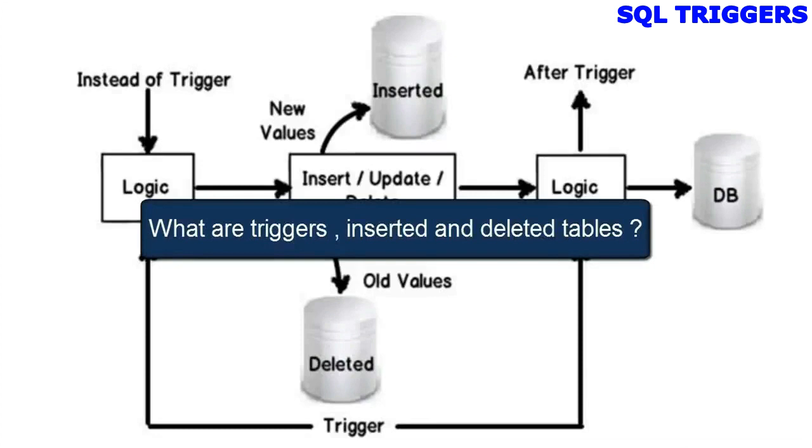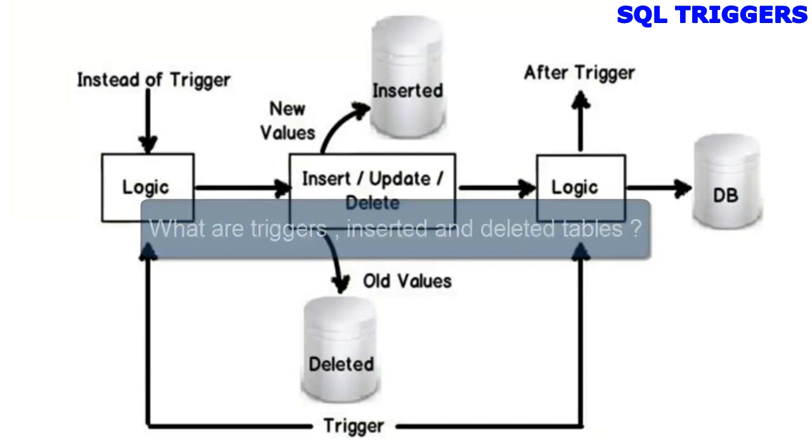In this video, we'll talk about what exactly triggers are and in what scenarios we should be using them. And while we do that, we'll talk about two important types of tables. One is called the inserted table and the other is called the deleted table. Also, we'll talk about two different kinds of triggers, called the instead of trigger and the after trigger. So let's first start by describing what exactly triggers are.